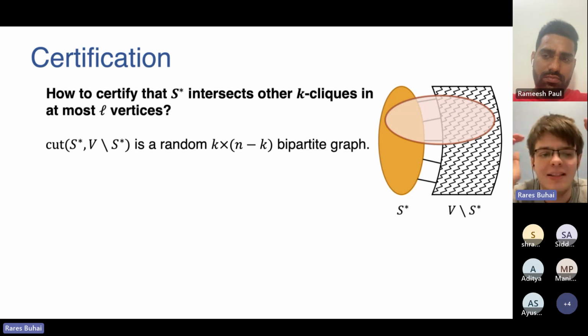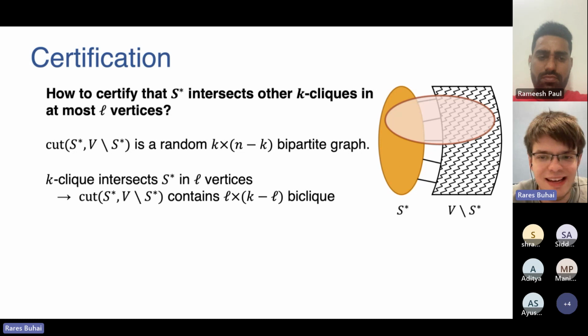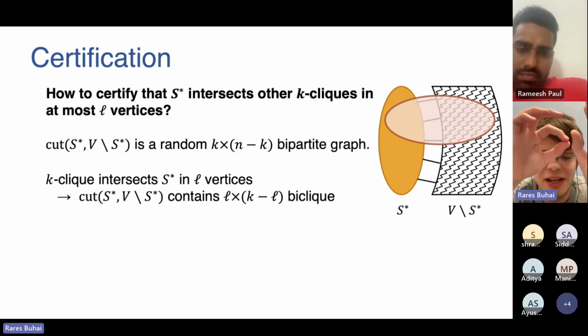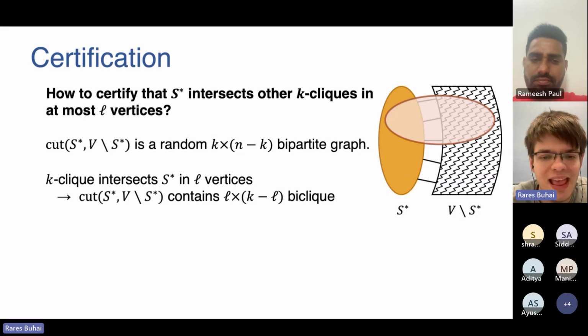If you look at the cut between S star and V minus S star, here I'm ignoring the connections inside S star and V minus S star, just looking at the graph going between them. This is a random k by n minus k bipartite graph, and it's random because the edges between S star and V minus S star are random. Now, if you have a k-clique that intersects S star in L vertices, it actually means that in this cut, you have an L by k minus L biclique.